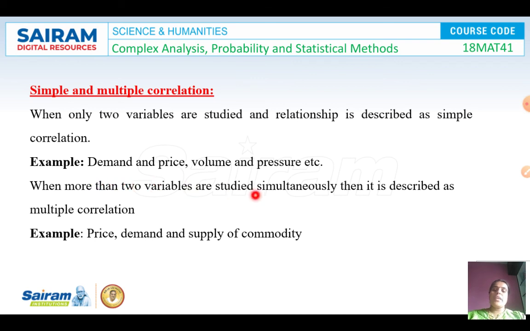When more than two variables are studied, we call it a multiple correlation. For example, price, demand and supply. These are the three things which we are considering at a time. So such a correlation is called a multiple correlation.